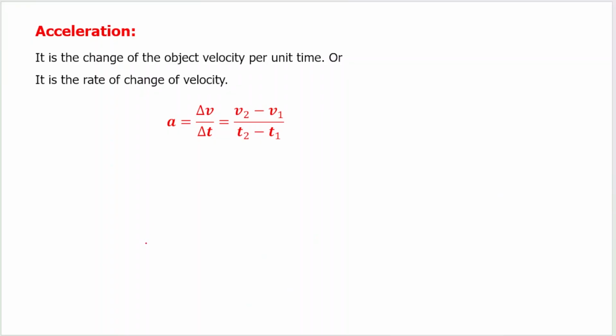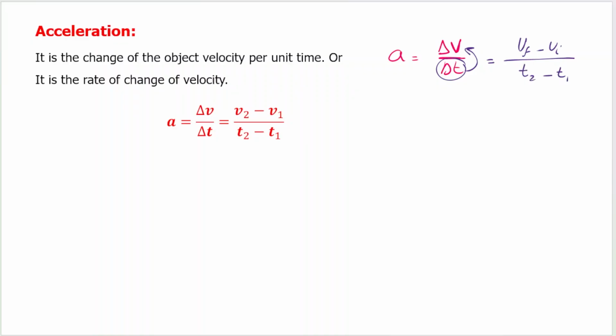Now let's talk about acceleration. What's meant by acceleration? Acceleration is equal to the change in the object's velocity with respect to time, or it is equal to the rate of change of the object's velocity. Change in velocity means final velocity minus initial velocity. Change in time is equal to final time minus initial time.